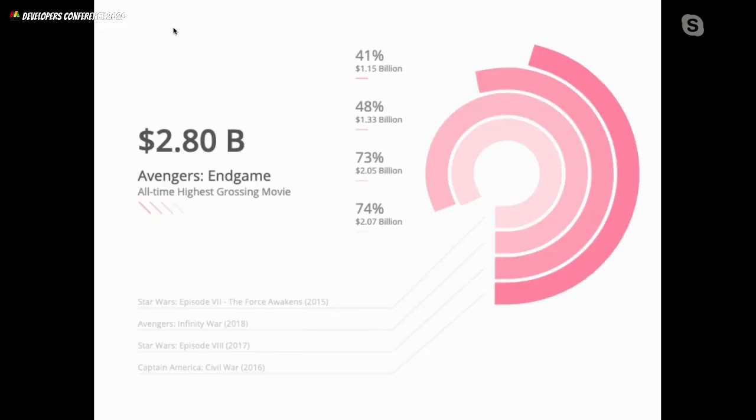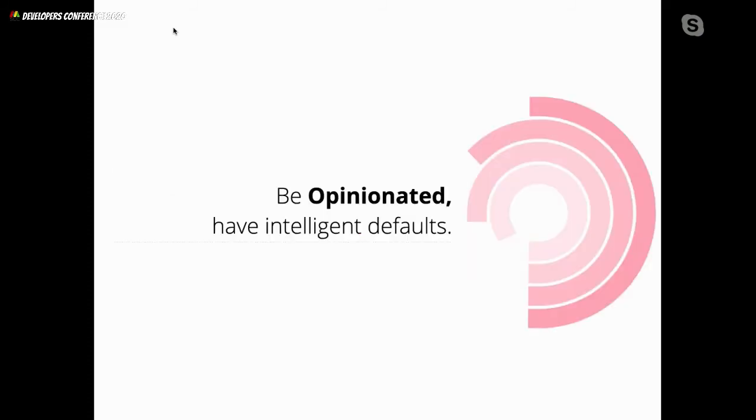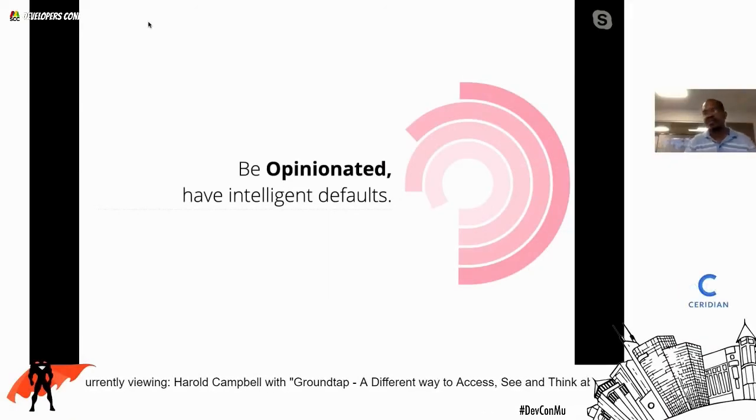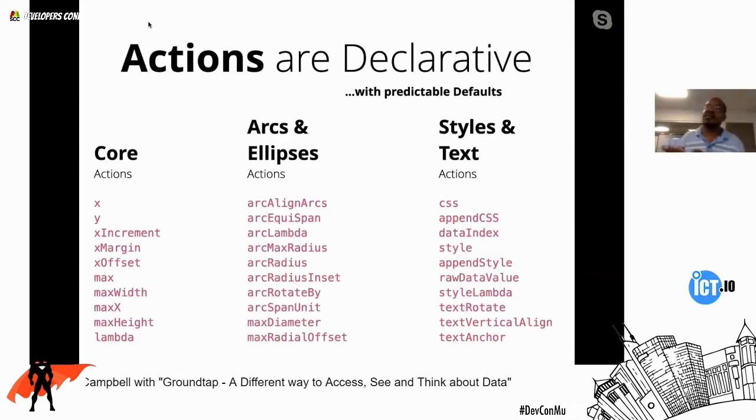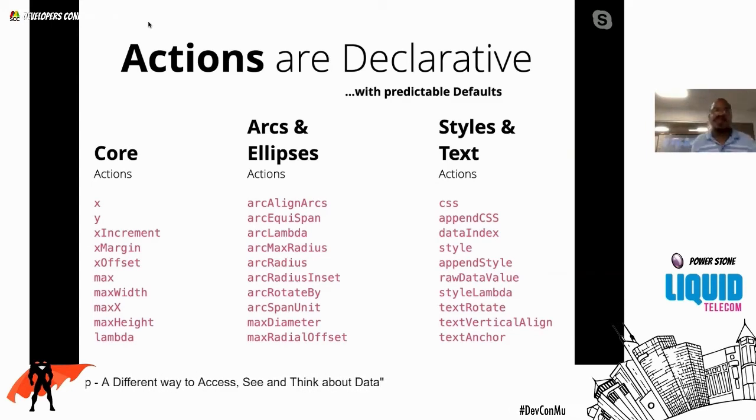If we look at this visual, right, when we try to understand what are the things that are here, well, it's a bunch of visuals that were declaratively described. We have some arcs, there are some connecting lines, there are some ellipses, there are some segments, there are some labels. Which takes us to when I say be opinionated and have intelligent defaults. Well, what does that mean? All of the actions that mutate the visual nodes in the visualizations fall into one of these three categories.